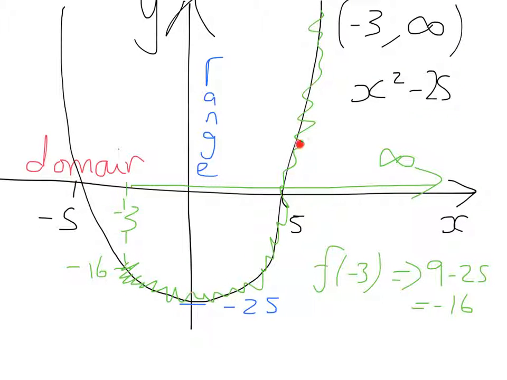So along this graph here, the lowest point it's going to reach on the y-axis is -25, and it's going to go all the way up to infinity. So its range would be equal to -25, which is going to be a square bracket because it hits exactly at -25, and then it starts going up to infinity, which would be a rounded bracket.